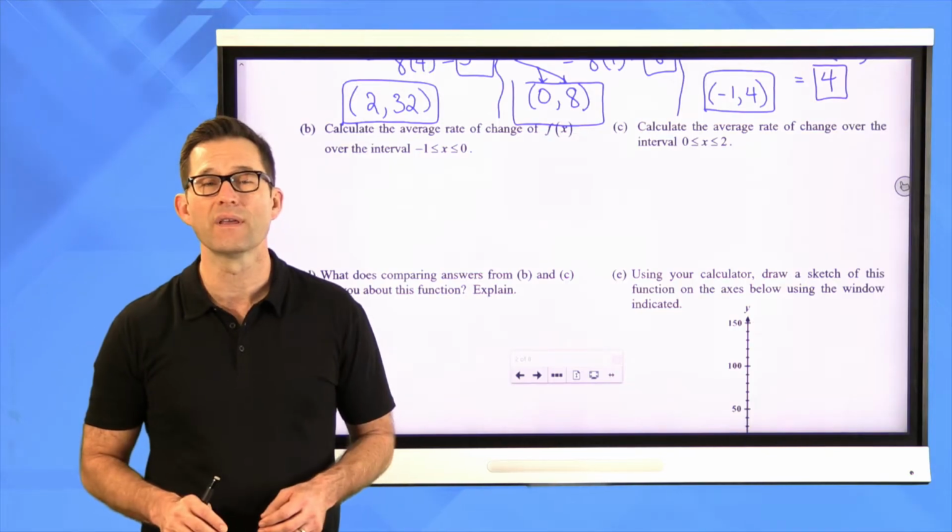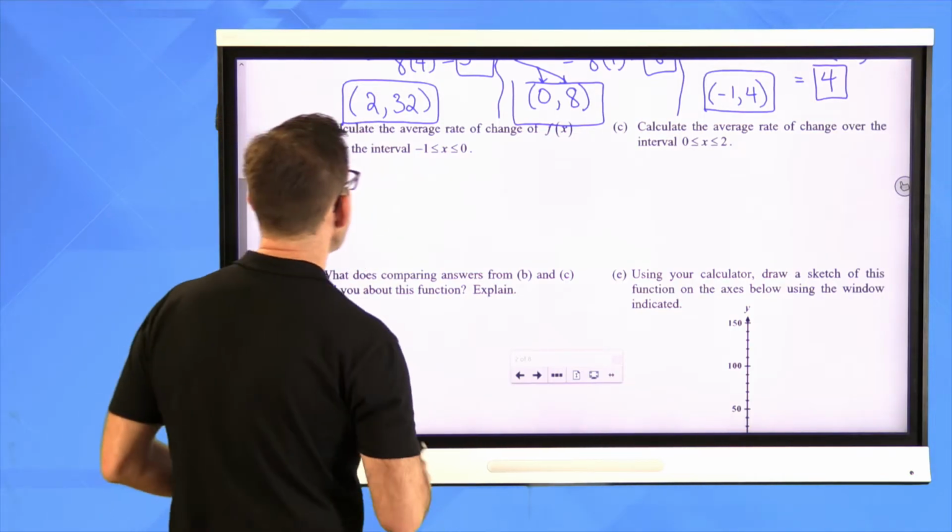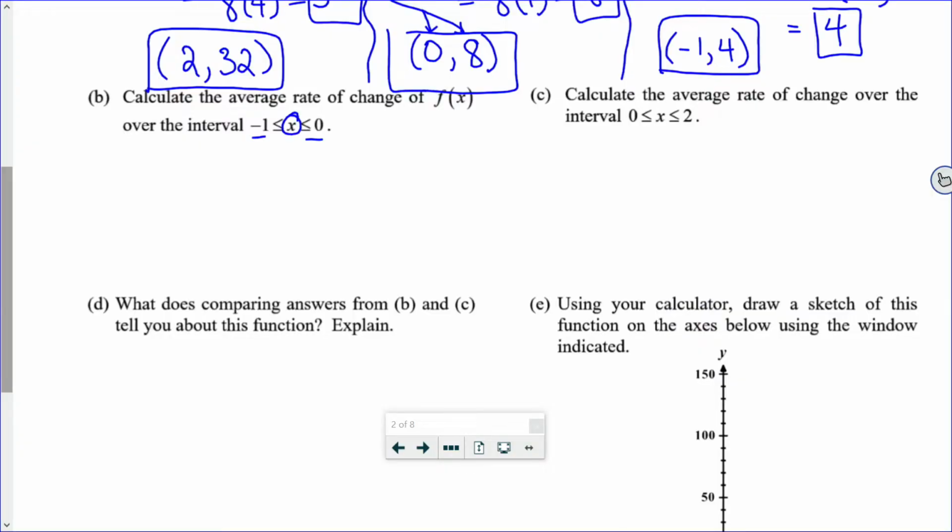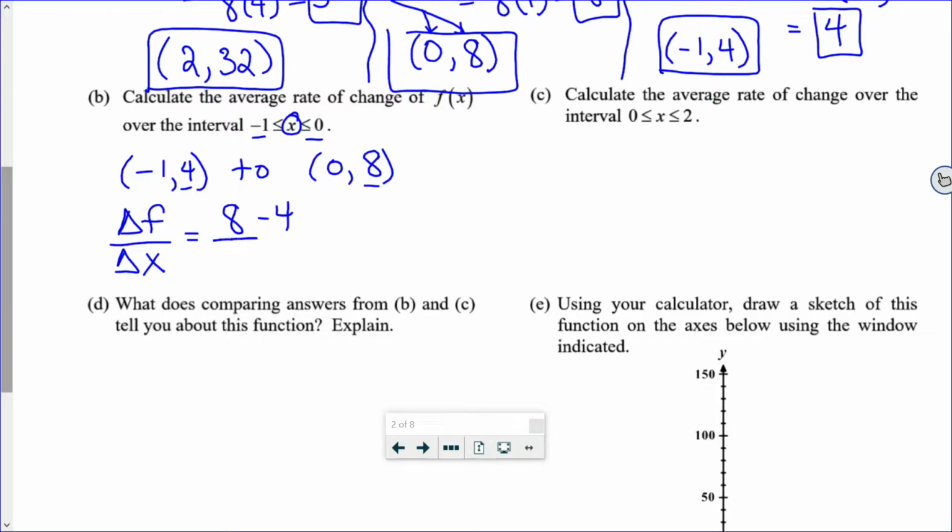Fantastic. Let's do this one together and remind you what's going on. Now, -1 to 0 in terms of x means that we're really going from the point (-1, 4), which I'm taking from the last problem, to the point (0, 8). And what I'm really doing whenever I do an average rate of change is the change in the function value divided by the change in the x value. That means I'm going to take this y value and subtract this y value, and divide by this x value minus this x value. Be careful there. That's going to be 4 divided by 1, and that gives me an average rate of change of 4 units.